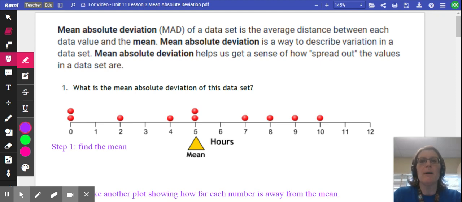We're going to be learning about mean absolute deviation. The definition: when you find the mean absolute deviation of a data set, like a list of numbers, it's the average distance between each data value and the mean.